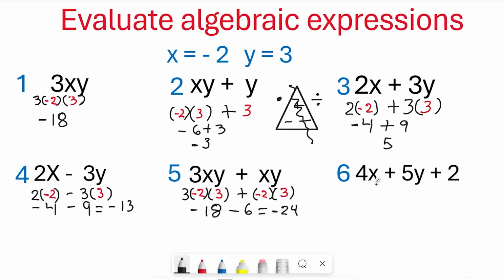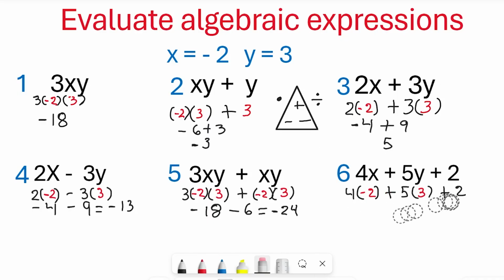And now let's do the last one. This means that 4 is gonna be multiplying x. Then we have 5 times y. And then all of this will be plus 2. The value for x is going to be negative 2. The value for y is positive 3.